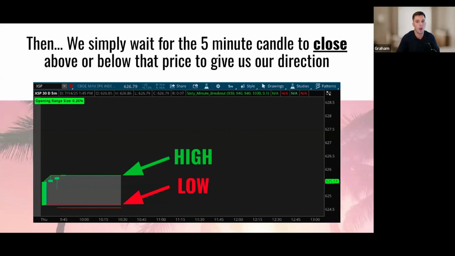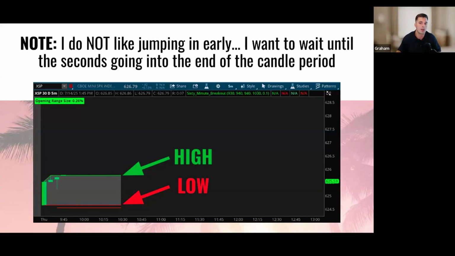Then we simply wait for the 5-minute candle to close above or below that line to give us our direction. Are we going bullish? Or are we going bearish? Now, keep in mind, I do not like jumping in early. I like to wait until seconds going into the end of the candle period to jump in. So, it could be 9:46 a.m. This could come all the way up here.